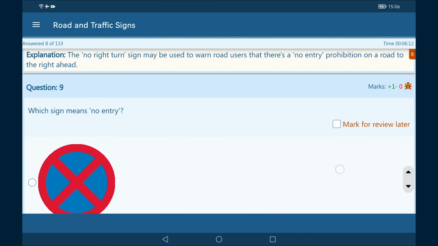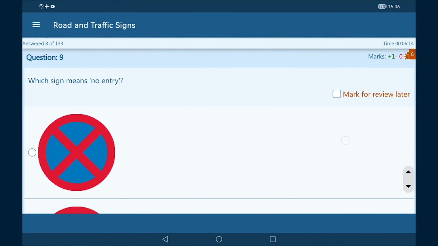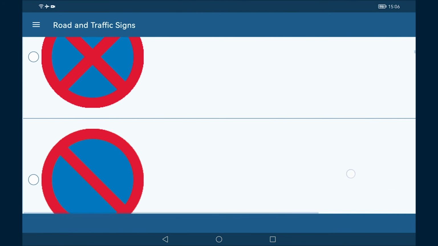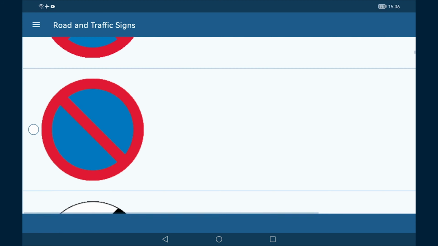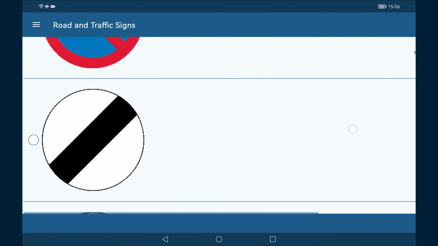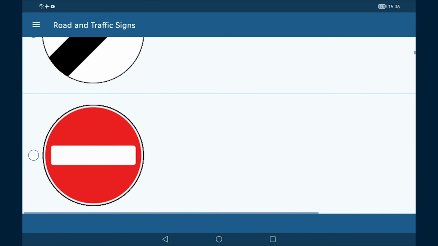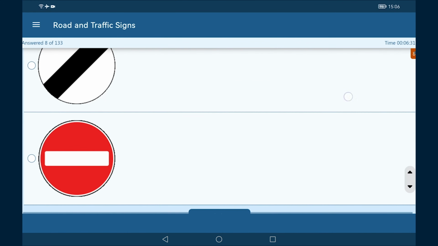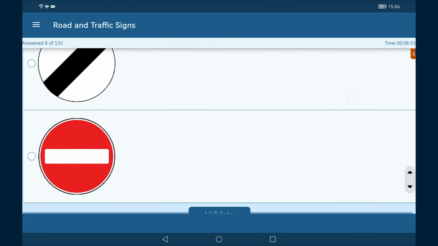Question 9. Which sign means no entry? Option 1. Image. Option 2. Image. Option 3. Image. Option 4. Image. The correct answer is Option 4.